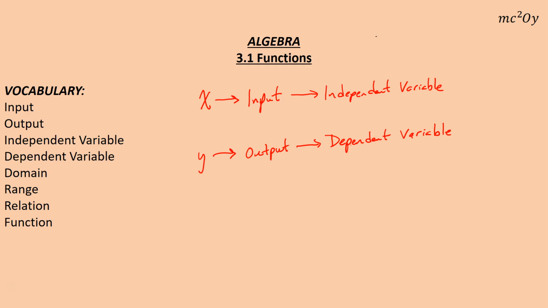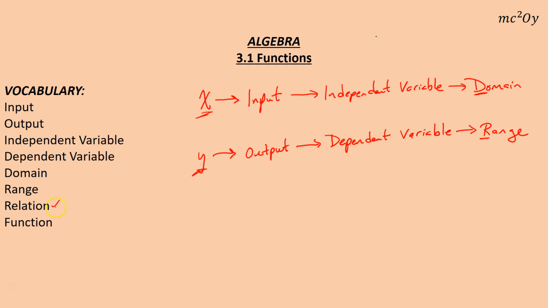We also have another term called domain. Domain goes with X and range goes with Y. And we'll talk about those a little more when we do some examples. But just note that D comes before R in the alphabet, just like X comes before Y. That's a good way to remember those.